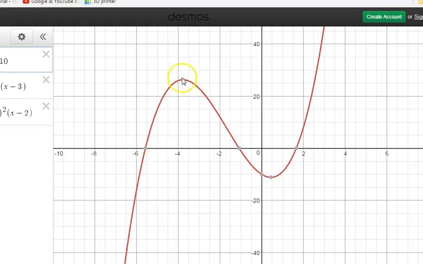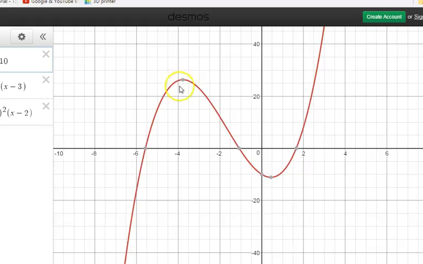This polynomial has, notice it's nice and smooth and it goes on forever in both directions. It has two turning points, this one and this one. And its degree, we know from our previous work, is 3.